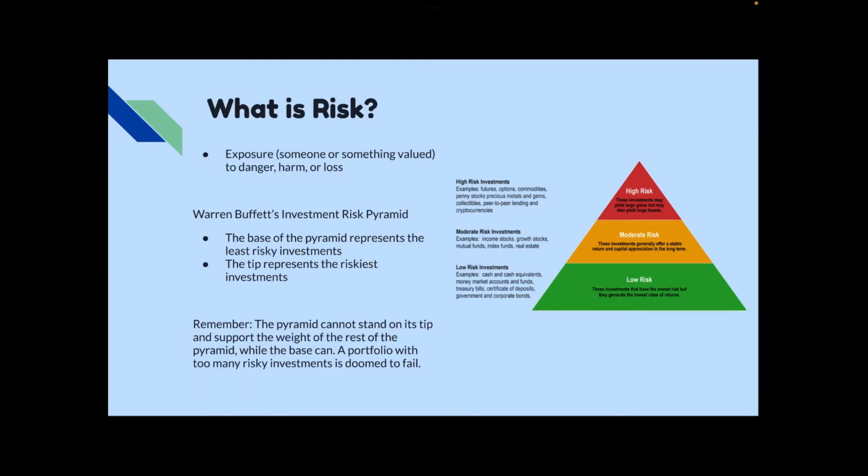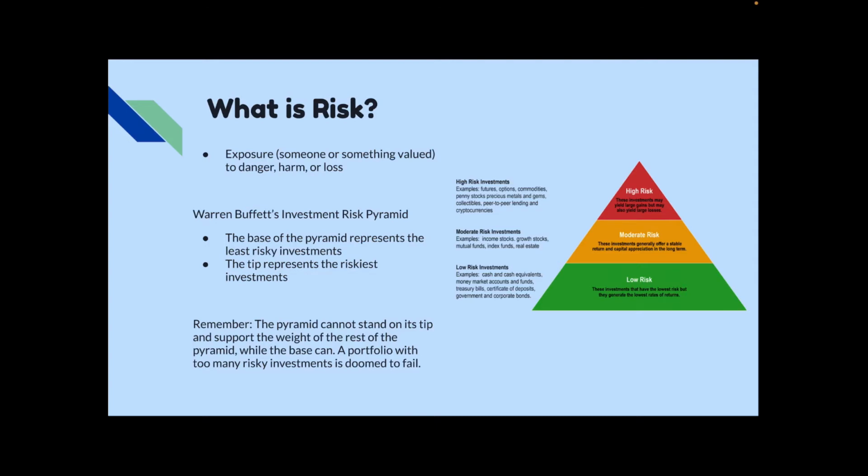So just gonna hop right into this, and I think the first thing we need to talk about is risk, because it's very important to understand what it is as a concept. A lot of people don't really understand what it is, but risk really plays a role in investing. They're actually tied together hand in hand. So what is risk? Risk is basically exposure to danger, harm, loss. When it comes to investing, it's the danger of losing money.